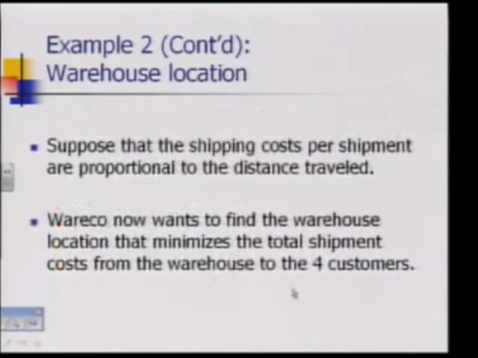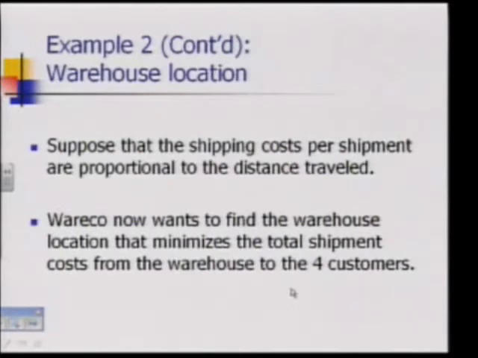really optimize that. Suppose that the shipping cost per shipment is proportional to the distance traveled. Of course, that's a mathematical simplification, but sometimes you can say it's realistic enough to begin with. And then the company wants to find the warehouse location that minimizes the total shipment costs from the warehouse to these 4 customers. Okay? So what are we going to do?